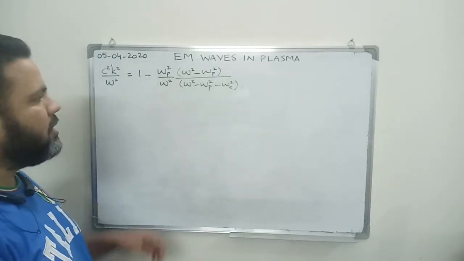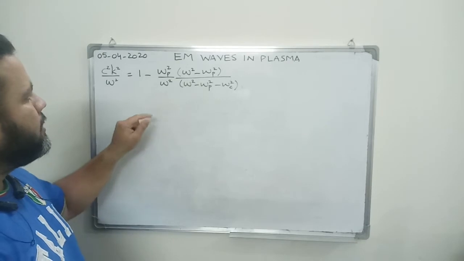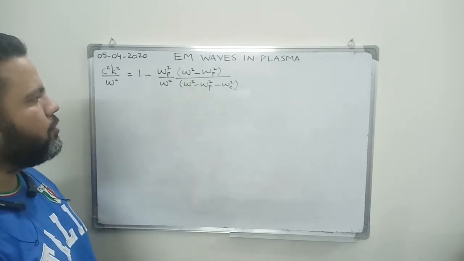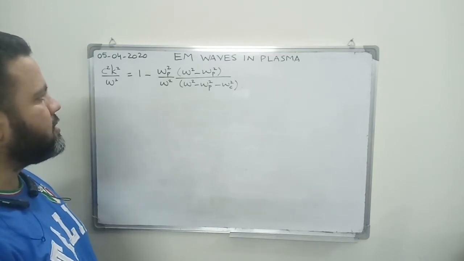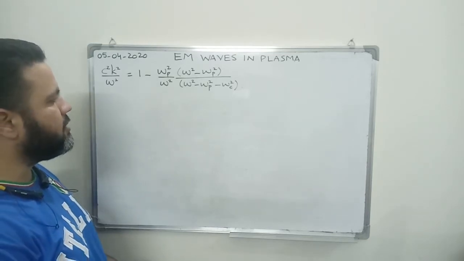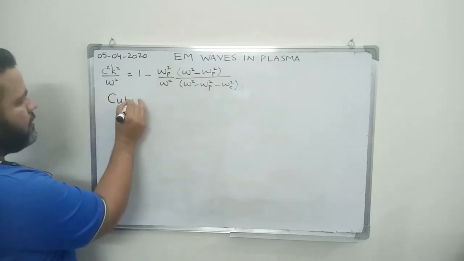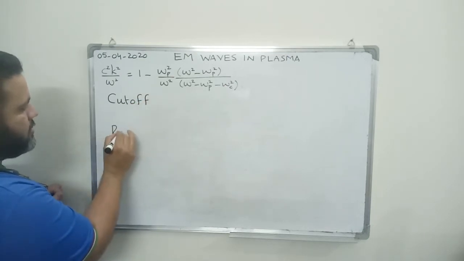Hello everyone. Last time we derived this dispersion relation for the extraordinary modes. Before analyzing this dispersion relation, I am going to talk about a few terms that are relevant in the discussion of these dispersion relations: cutoff and resonance.